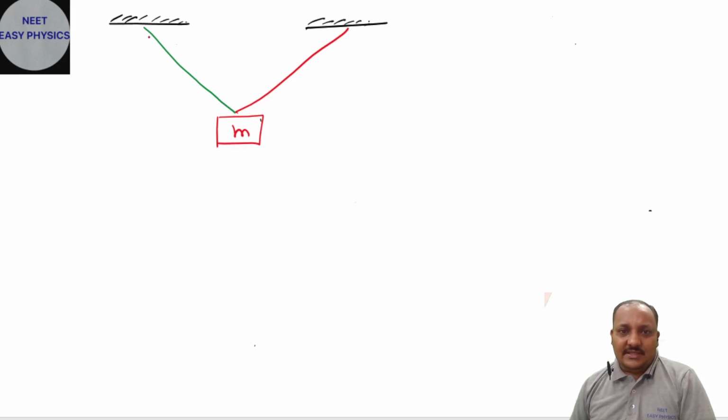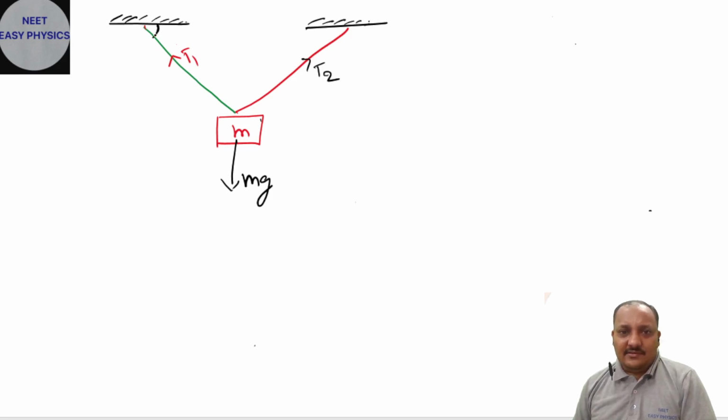Next is an object suspended by strings. Mainly this one is important whenever two strings are involved. This is an object of mass m. Within this, one tensile force will develop, T1. Within this, another tensile force will develop, T2. Now see here, the gravitational force acts downwards.